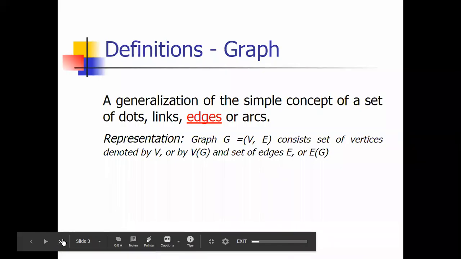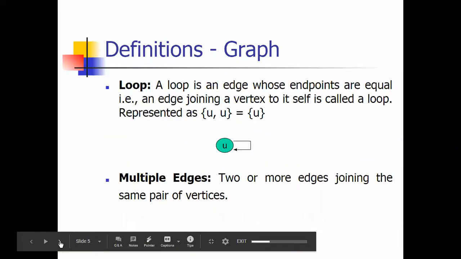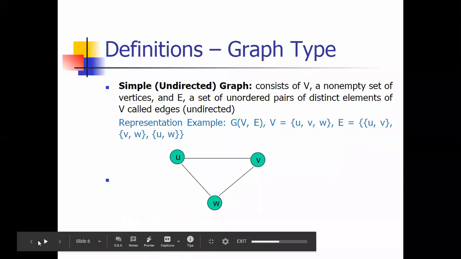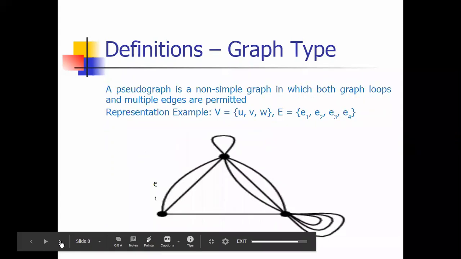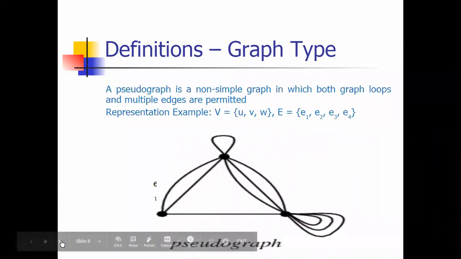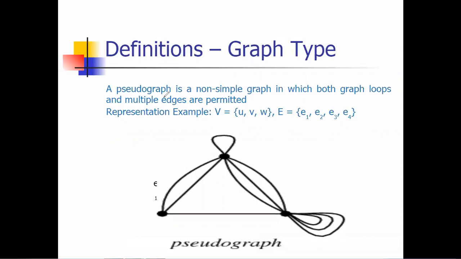Okay, fine. So what point have we cleared? We have cleared what the different edges are. Then we have seen what a simple graph and a multigraph are. Now we focus on the pseudograph. What is a pseudograph? A pseudograph is a non-simple graph in which both loops and multiple edges are permitted.